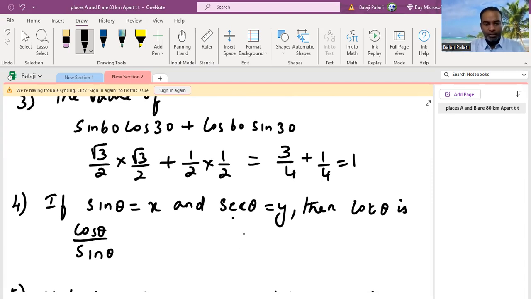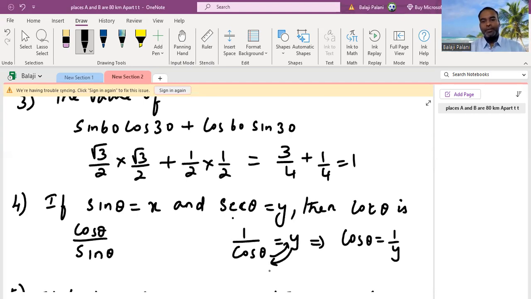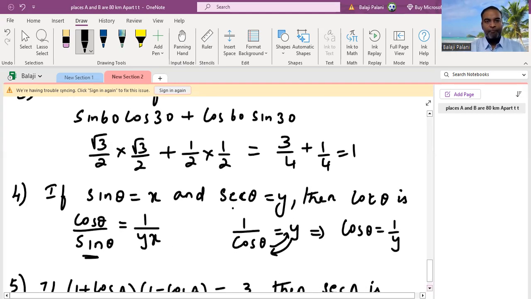Secant is given. So secant is what? Secant is 1 by cos, which is y. We want cos, so cos theta is nothing but 1 by y. Interchange these places or you can cross multiply. So cos theta becomes 1 by y. So substitute the value of cos theta here, 1 by y. And sin theta in the denominator, sin theta is x. So 1 by xy is cot theta.